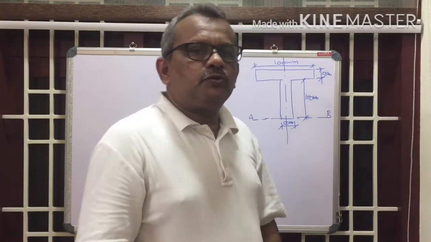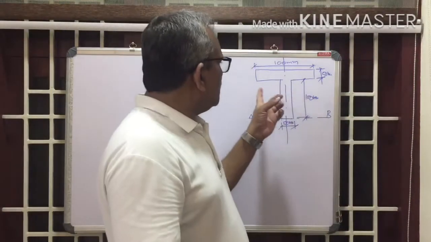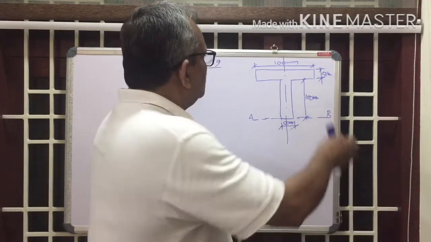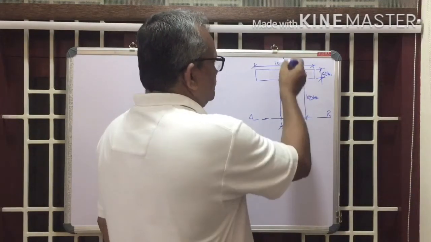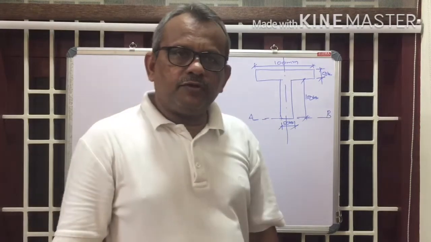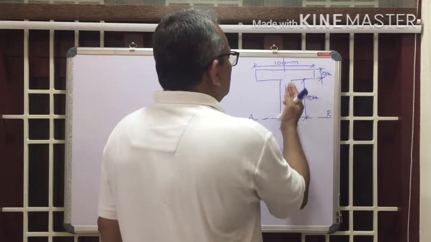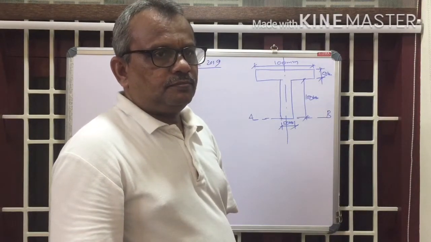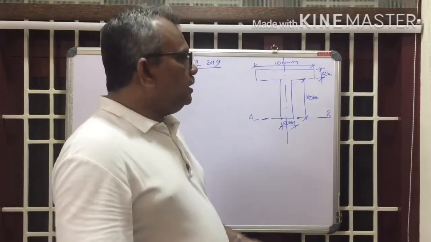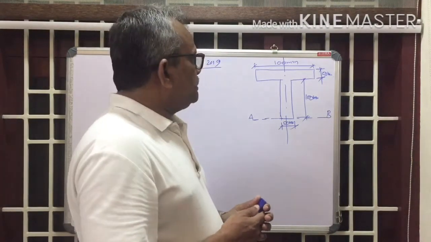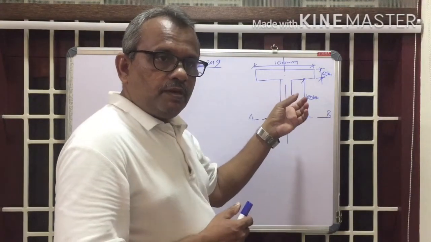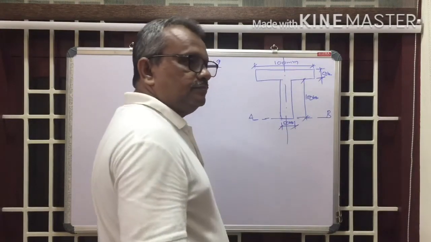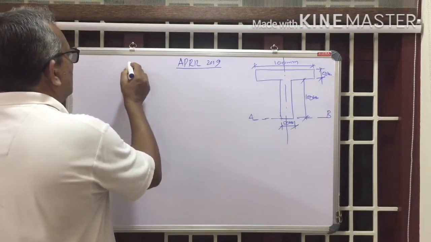First of all, you have to check whether the section is symmetrical about XX or YY or both. Here the section is symmetrical about the YY axis. What it means: symmetrical about YY means the area on both sides of this axis are the same, the shape is the same. So in this case, being symmetrical about the YY axis, we have to find out Y bar.